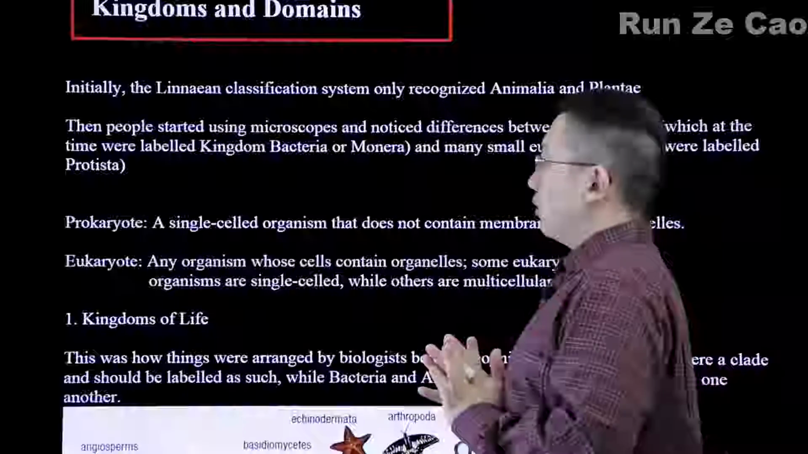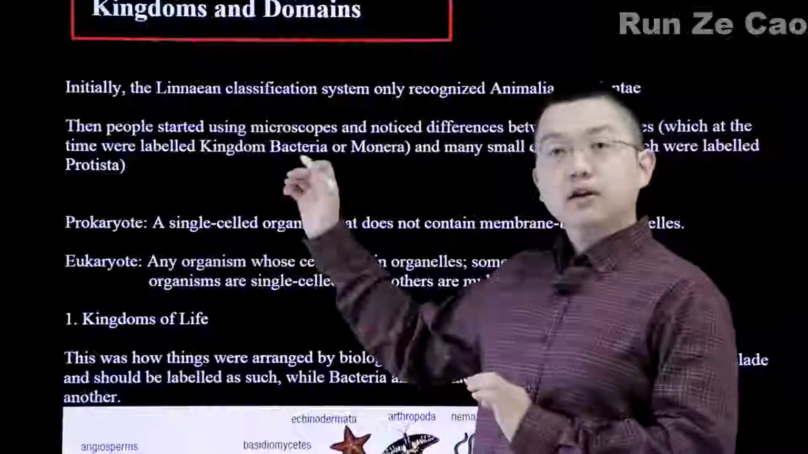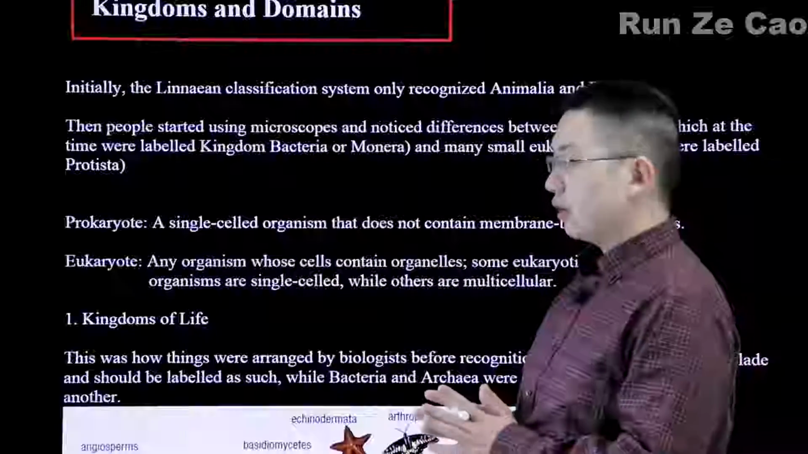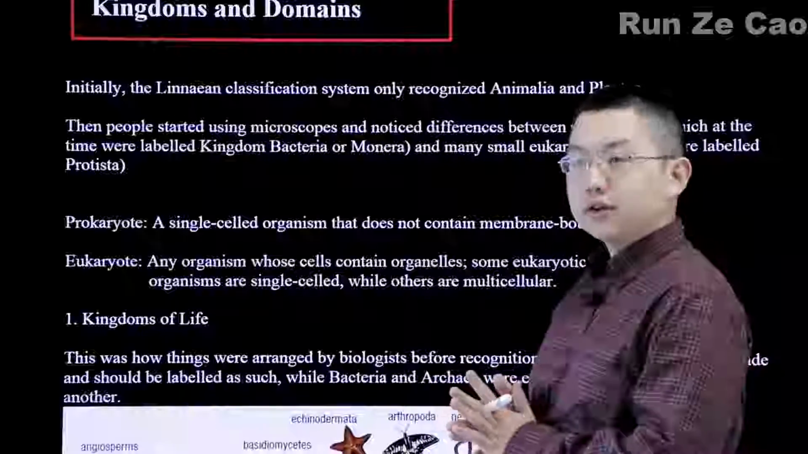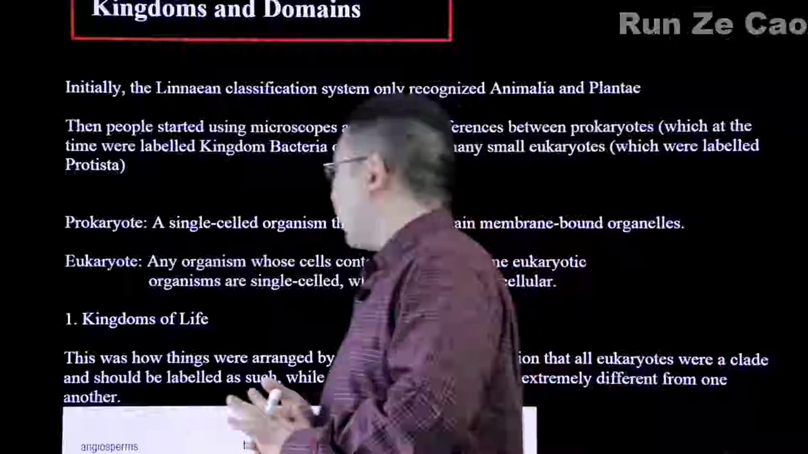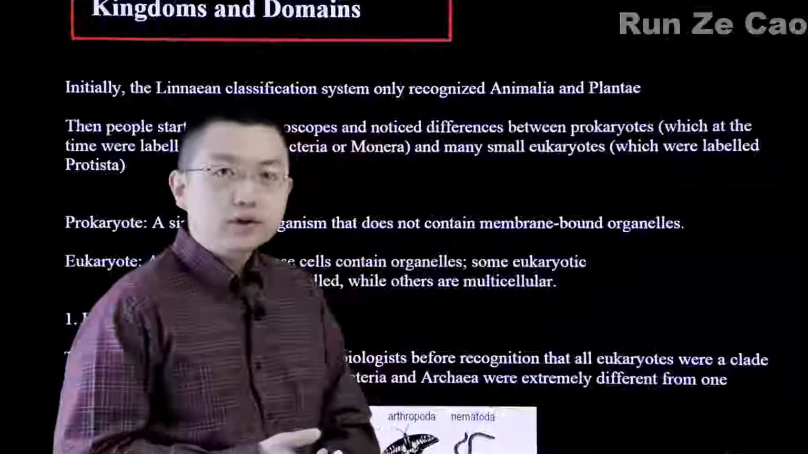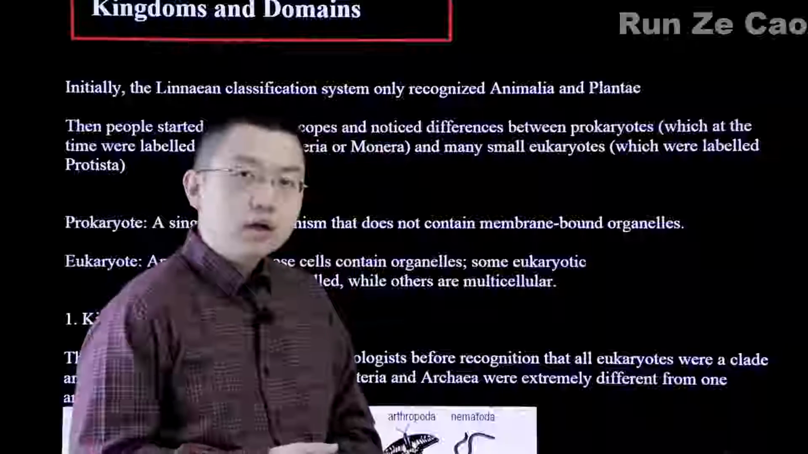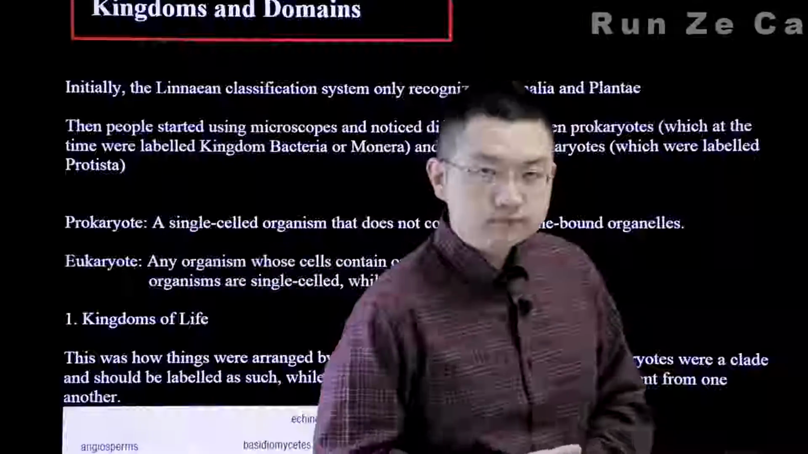So, people started using terms such as monera or bacteria for the single-celled organisms that didn't seem to look like plant or animal cells in terms of internal structure. And then they called the ones that did, the eukaryotes, this is small eukaryotes, protists, or kingdom Protista.